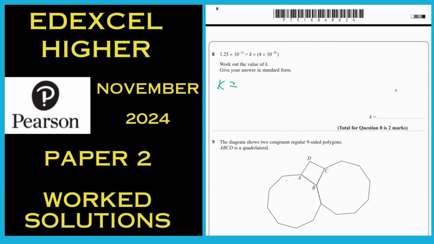On your calculator, you should be finding k by pressing 1.25 times 10 to the minus 12. And same as what I said for question 1, if you don't agree with my next bit of the answer, do make sure you put some brackets around the numerator and the denominator. And now divide by 4 times 10 to the power of minus 20.